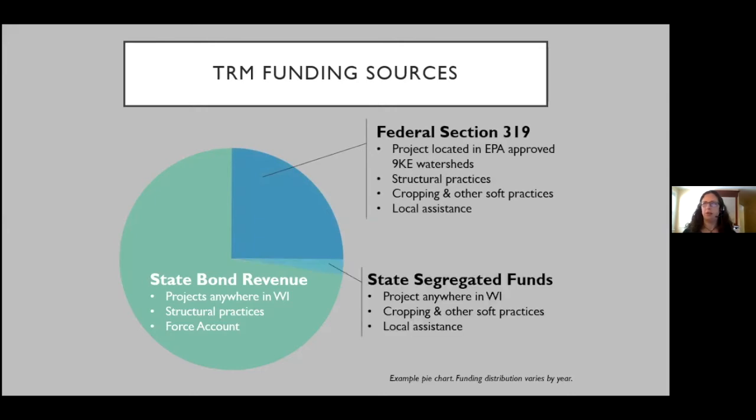State segregated funds can be used anywhere in the state and can be used for cropping practices and local assistance. Unfortunately, segregated funds comprise a very small sliver of the overall funding available to this project. Over the years, the amount of funding available for cropping practices and local assistance has been so limited, both in terms of the amount and where it can be used in the state.